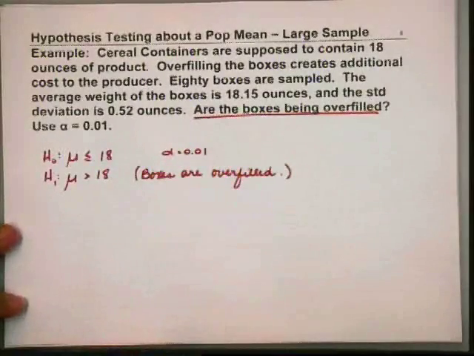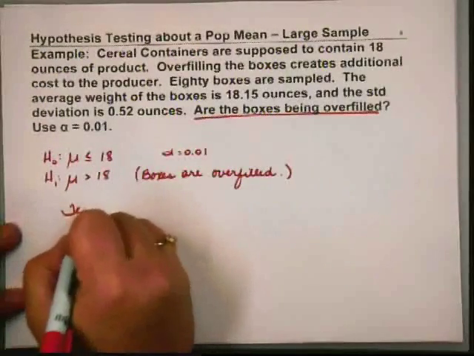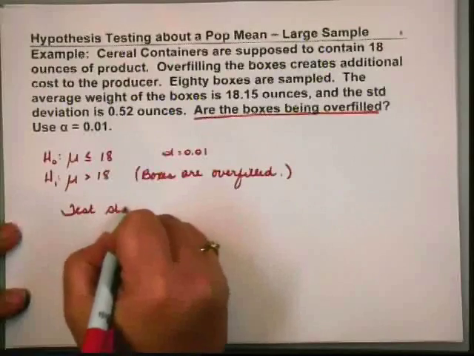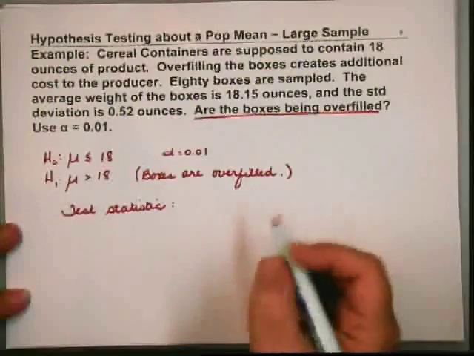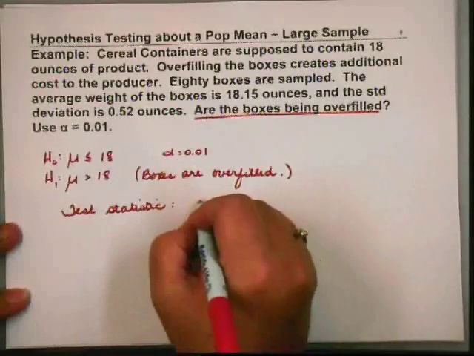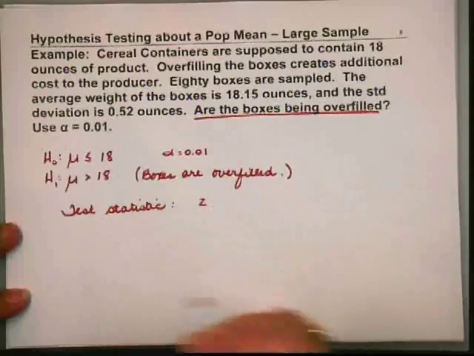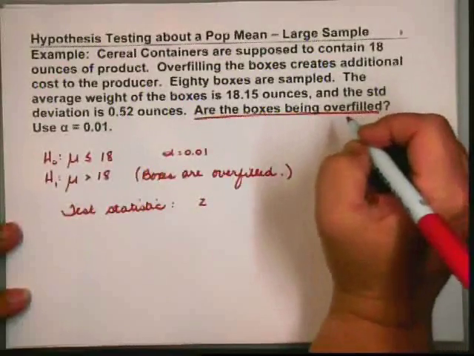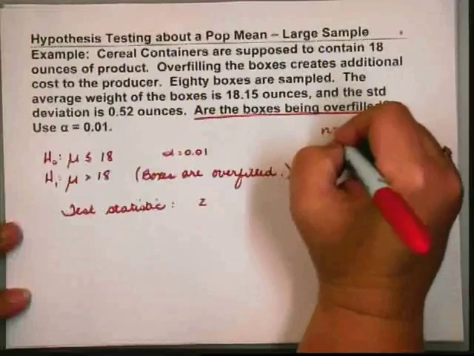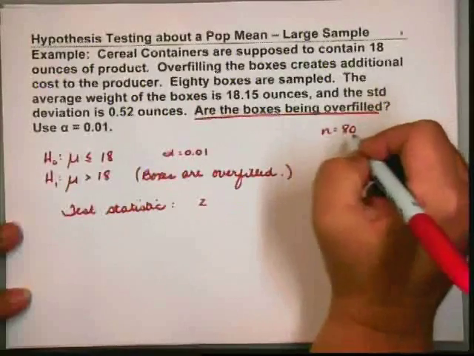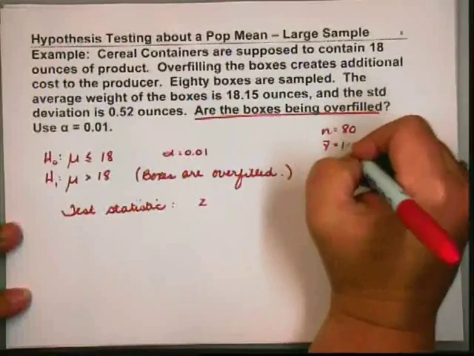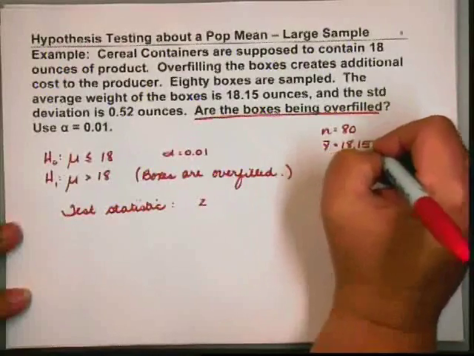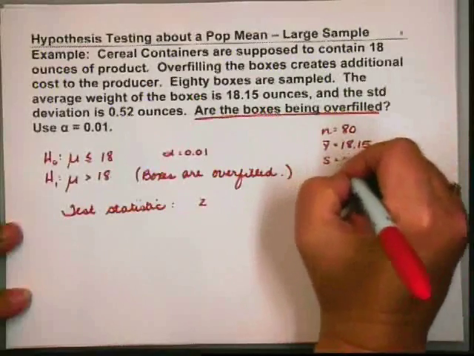All right. What do we do next? We need to compute our test statistic. So for our test statistic, we're computing our z-score. Why are we computing z? Because we have a sample of size 80, and we're drawing an inference about mu based on y bar, and y bar was 18.15, and our S was 0.52.